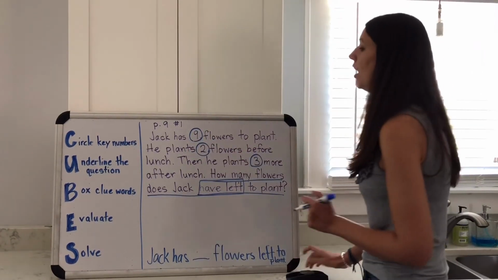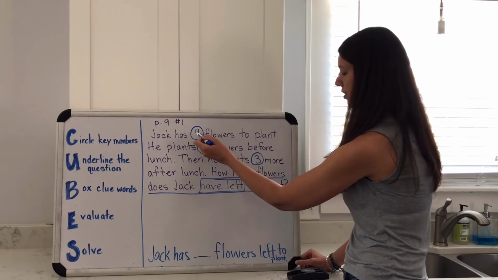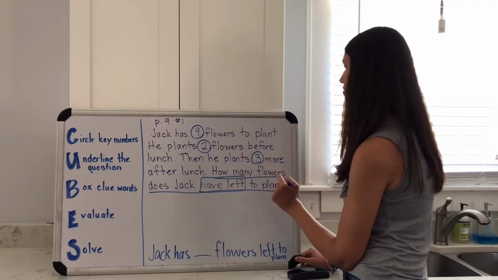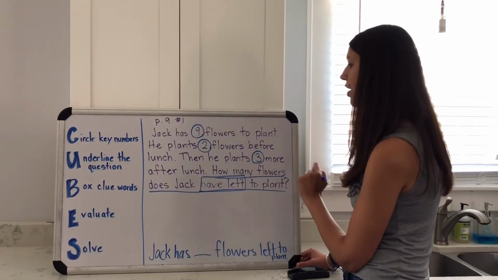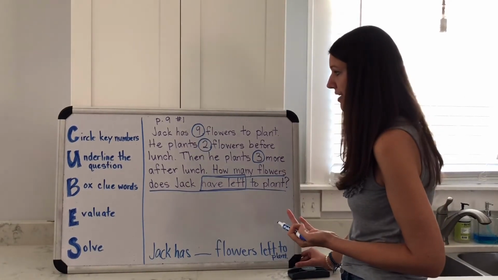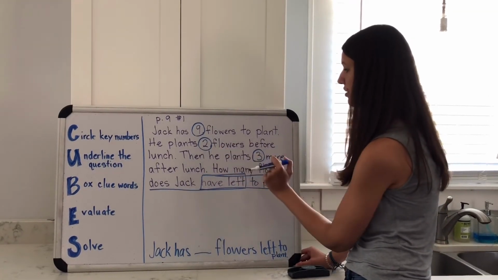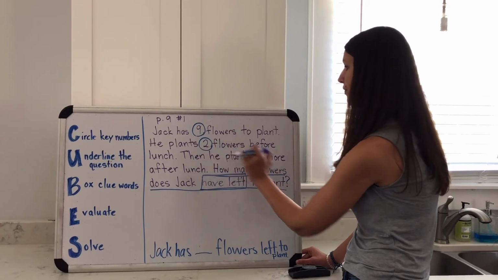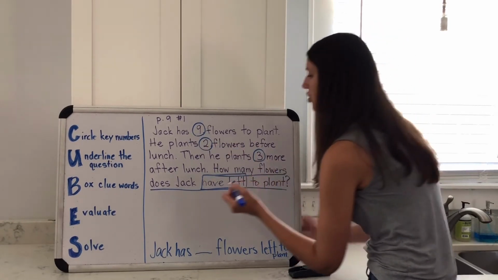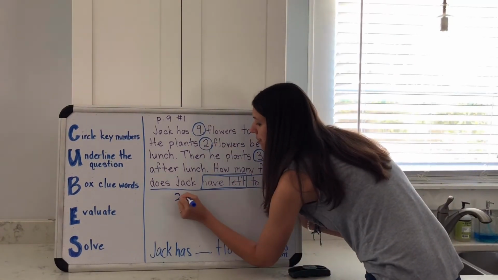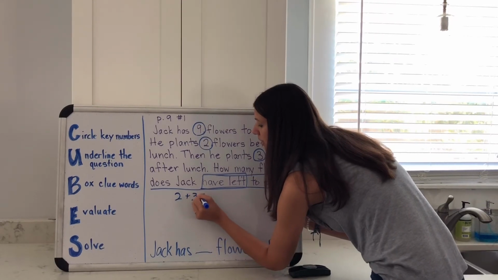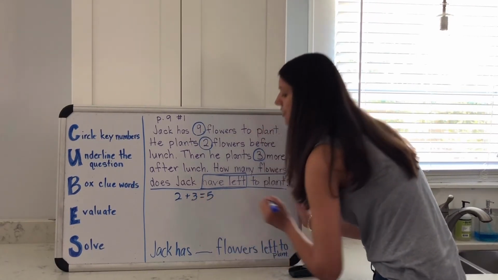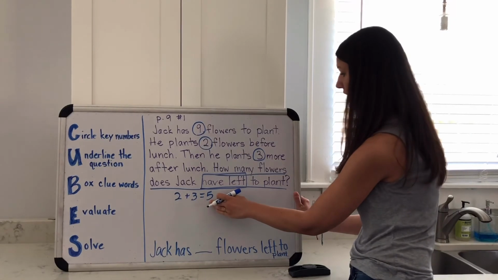So again, we know that he had 9 flowers. He planted 2 before lunch. He planted 3 more after lunch. So another way I could solve this problem is I could take the flowers that he's planted so far. So he planted 2 flowers before lunch, and then he planted 3 more. 2 plus 3 equals 5. So far he's planted 5 flowers.